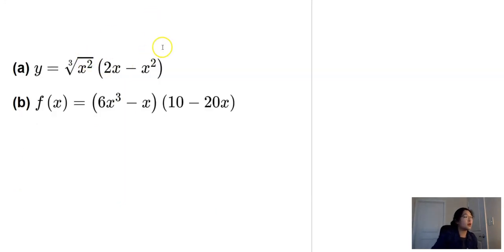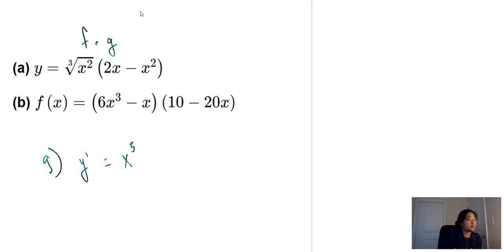Alright, so try these two problems, and then I'll see how you do. So with A, I just want to do a y prime. Okay, so we're looking at a product, right? This is f, and this is g. So first times the derivative of the second, so that's what?